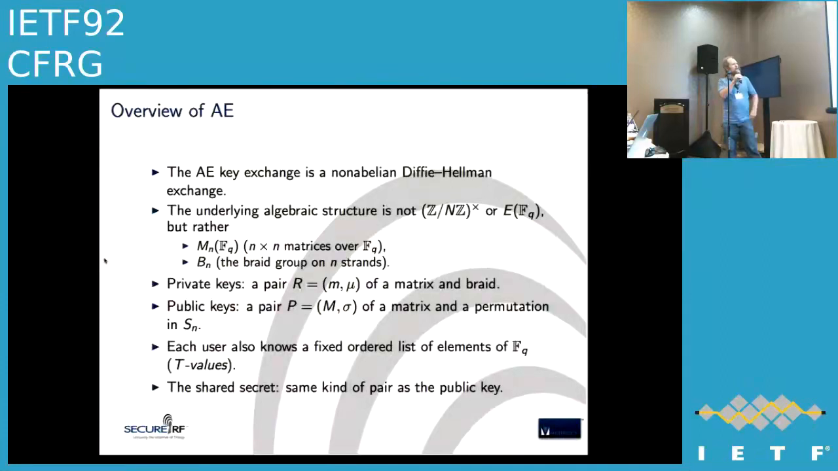Private keys look like a pair of, I want to say a little more about what that looks like in a second. So the private keys in the exchange are a pair of a matrix and a braid over this field. Public keys are a pair of a matrix and a permutation of the same number of letters as the order of the matrices. And each user also knows a fixed ordered list of elements in the finite field. And after they've computed the key exchange with the shared secret, it looks like the same kind of data as the public key. So essentially this is a matrix over a finite field and a permutation. Okay, next.